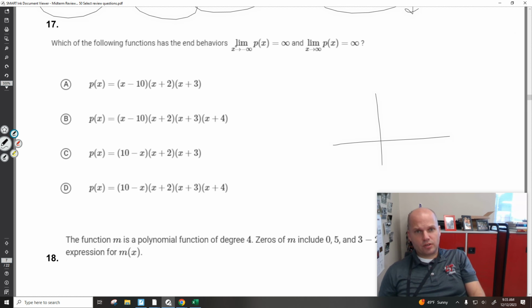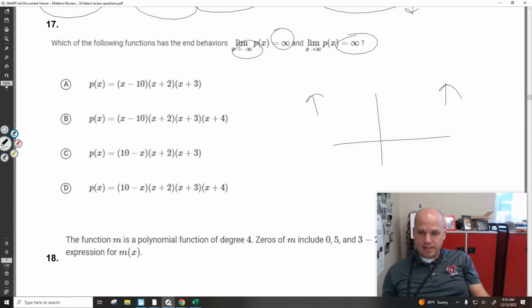End behaviors: if I go to the left, I'm going up. If I go to the right, I'm going up. I need to have some positive x to the fourth, or even, really. This is going to be an x cubed. This is 1, 2, 3. This is going to be a positive x to the fourth. That'll be a negative x cubed. That'll be a negative x to the fourth.